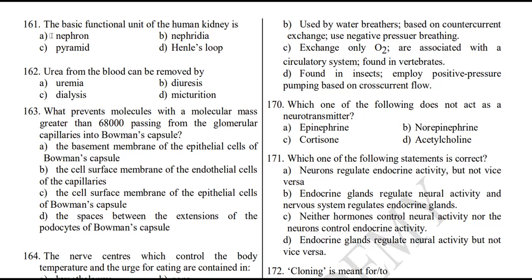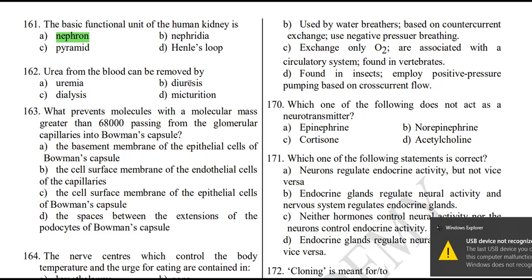You have to remember nephrons are the one. There are cortical nephrons, juxtamedullary nephrons, all these things. Urea from the blood can be removed by which of these things? First, you have to understand diuresis. Diuresis is a process, or it's a condition or a disorder.